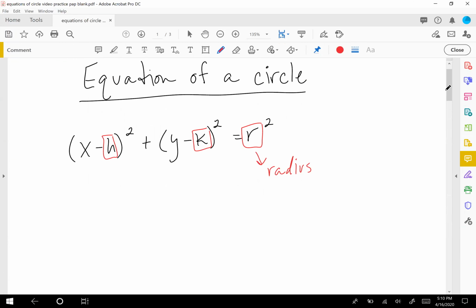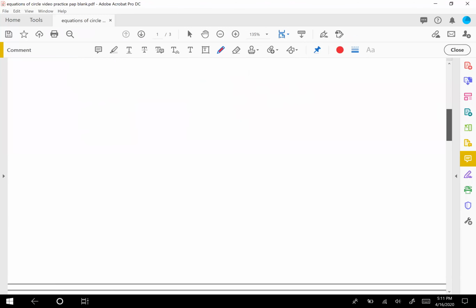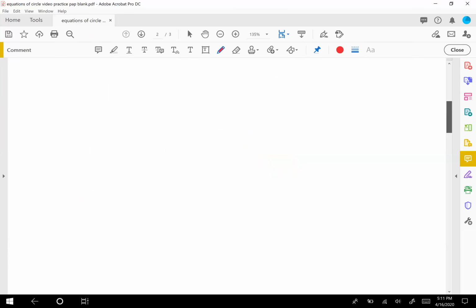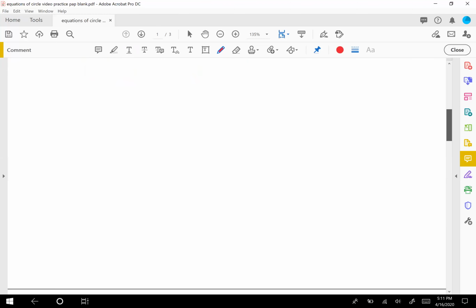So h is the x coordinate of the center of your circle, and k is the y coordinate of the center of your circle. All right, so we're going to jump down and go through some practice problems. As long as you know this equation up here, you should be able to figure out any circle problem you come across.